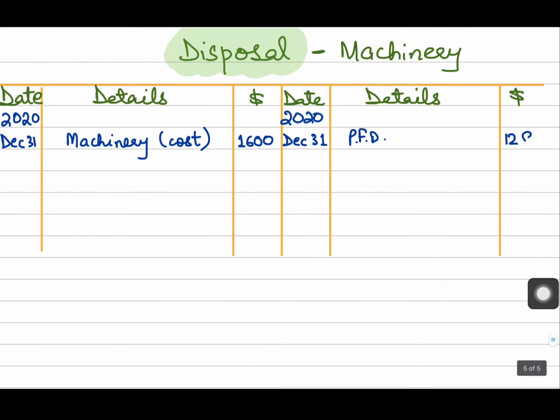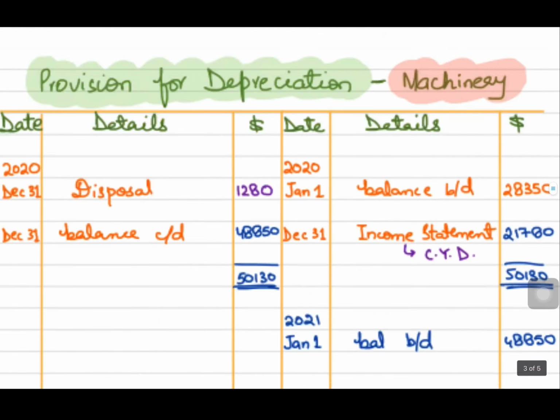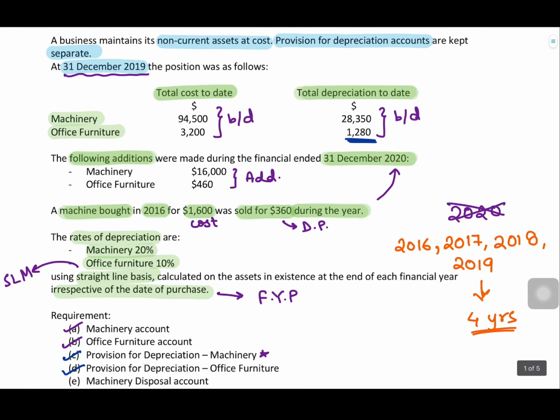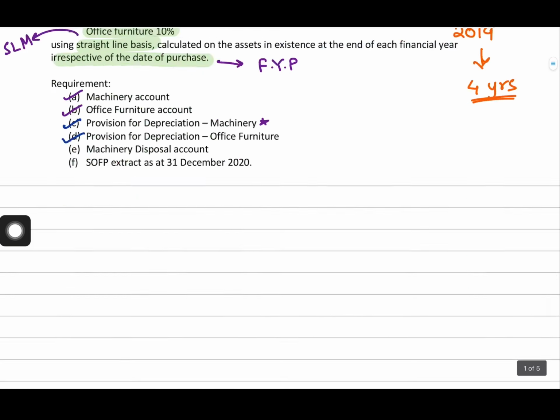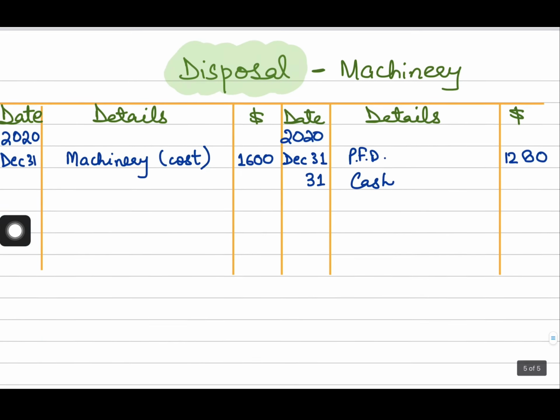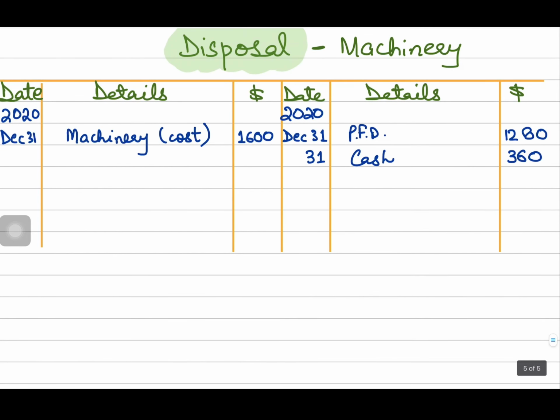So this is the accumulated depreciation. This will be written on the credit side because it falls on the debit side in the provision for depreciation account. Then the disposal proceeds, let's say it was received in cash and we were told this value in the question, which was how much? It was $360, right? So 360 again on the credit side because this will be debited in the cash book. So now we just have to calculate the profit or loss on this disposal.